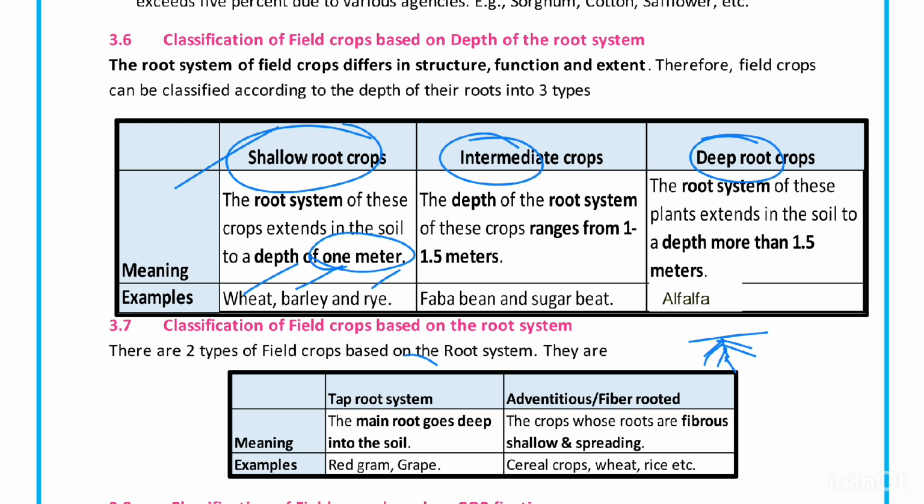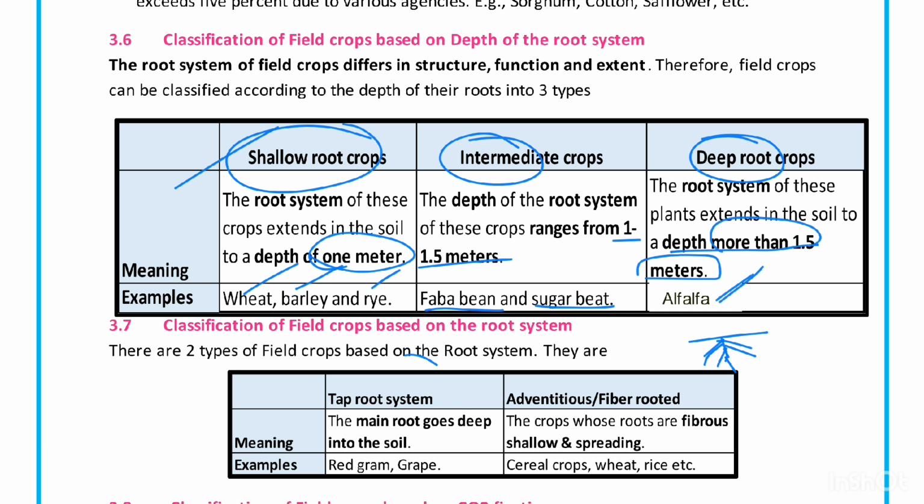Next we have intermediate crops. The depth of intermediate crops is 1 to 1.5 meters. The root is going beyond 1 meter, below 1.5 meter, and examples are faba bean and sugar beet. These are a few examples of intermediate crops. Next we have deep root crops, which are those crops whose depth is 1.5 meter and above.